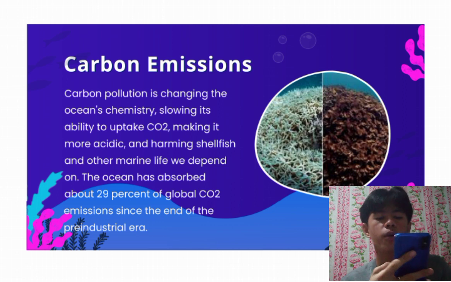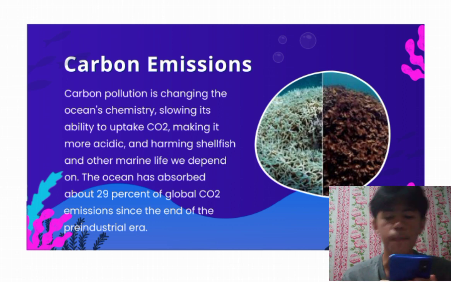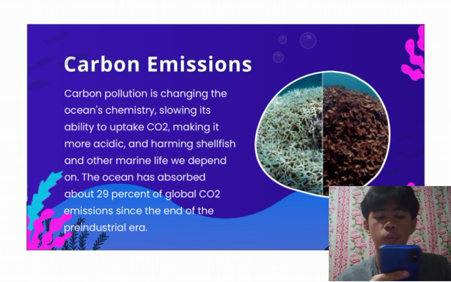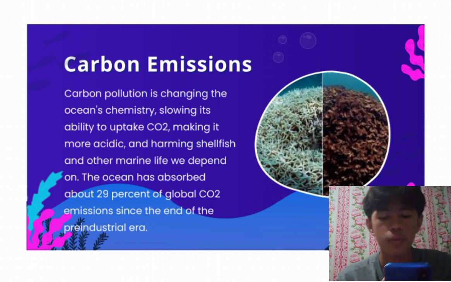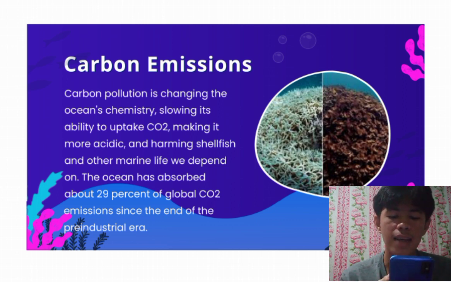So next is carbon emission. Carbon emissions have a significant impact on ocean and coastal areas when excess carbon dioxide is released into the atmosphere from human activities like burning fossil fuels, and a portion of it is absorbed by the world's ocean. This absorption causes a chemical reaction that leads to ocean acidification, which affects the chemistry of seawater. Ocean acidification has detrimental effects on marine life, particularly on organisms with calcium carbonate shells or skeletons such as corals, shellfish, and some plankton species. The increased acidity can hinder their ability to build and maintain their shells or skeletons, impacting their growth, reproduction, and overall survival.